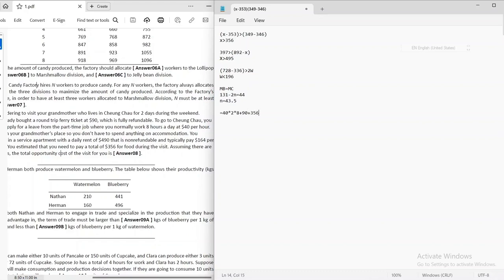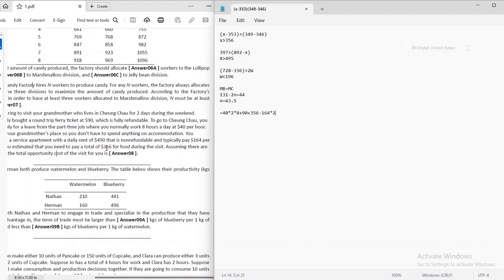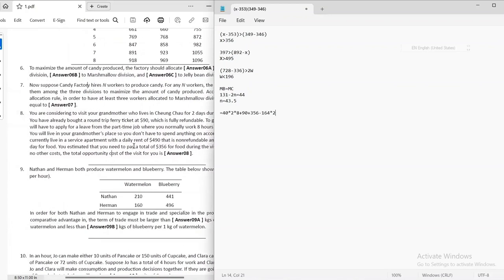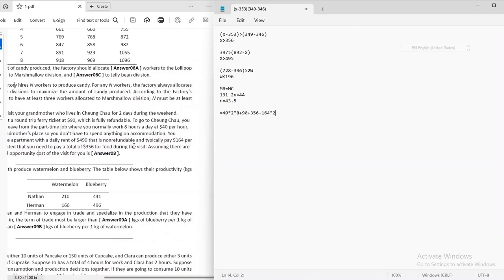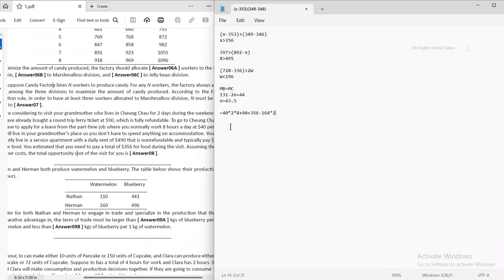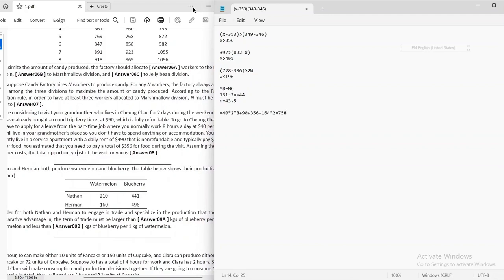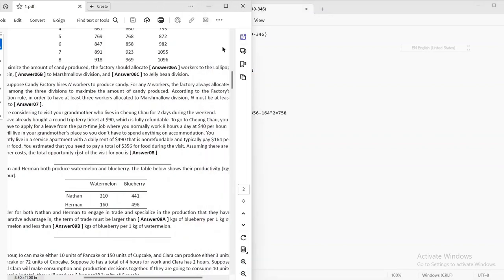And then $356 minus 164 times 2. You can see that this is the total amount of food when you go to visit, and this $164 is your daily expense on food, okay, per day for food. So you need to subtract this, then you'll get the additional amount that you'll lose. Okay, so in total this is 758. So this is the opportunity cost for you. All right, so this is the answer.